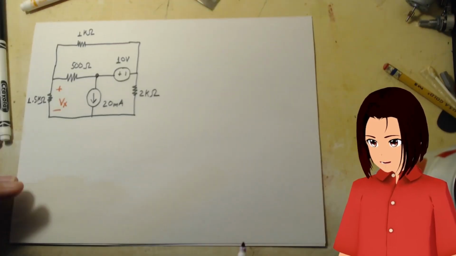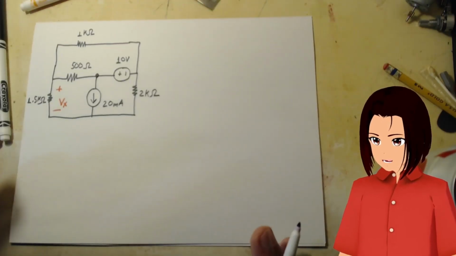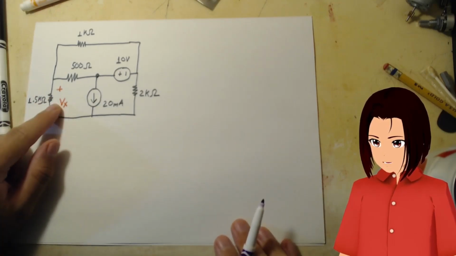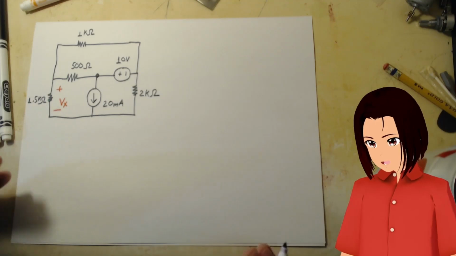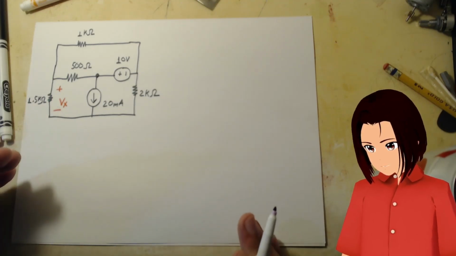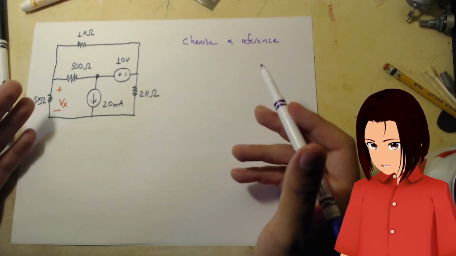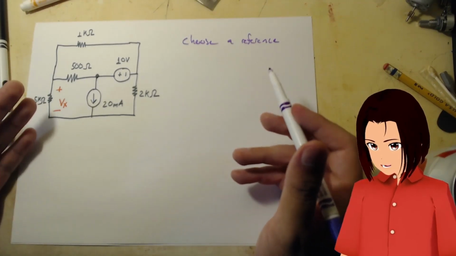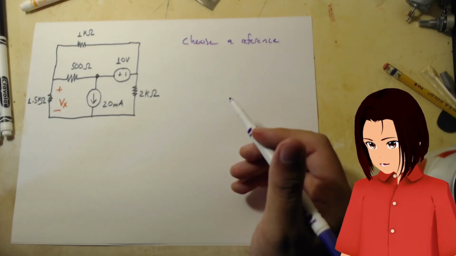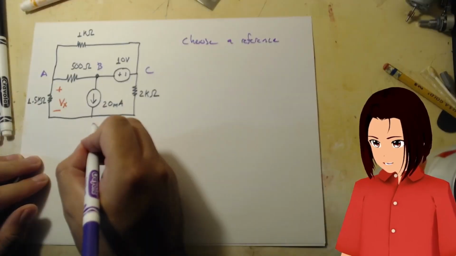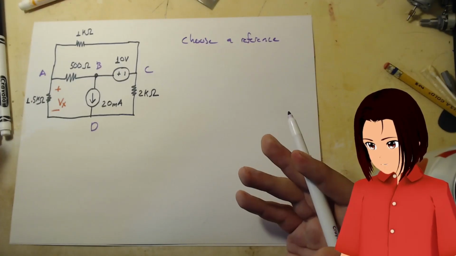So what's important here is that we need to understand, say that we want to find this voltage VX. So what we got to do is basically we got to choose a reference. So let's choose one that makes sense. What would be easy for us? What would make this problem very easy? If we call this A, call this B, call this C, call this D, where do we put the ground reference? What would make this easy?